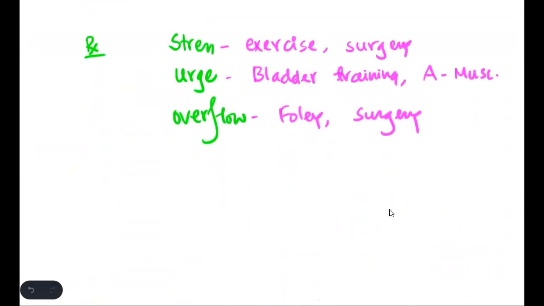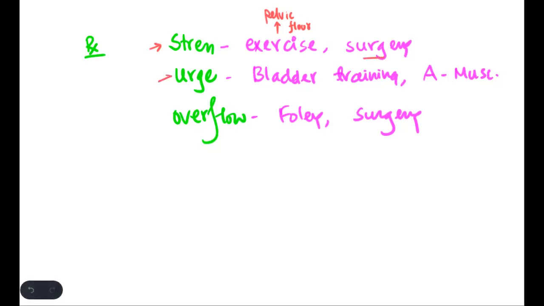Now let's talk about the treatment. The treatment depends on the type of incontinence. If the patient has a stress incontinence, we have to take the patient through a muscle training exercise program. And usually the muscles that we train are the pelvic floor muscles. So exercise of the pelvic floor muscle to strengthen them and reduce the incontinence. And if they fail, we have to go for surgery.